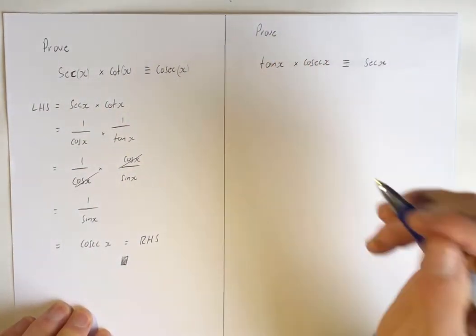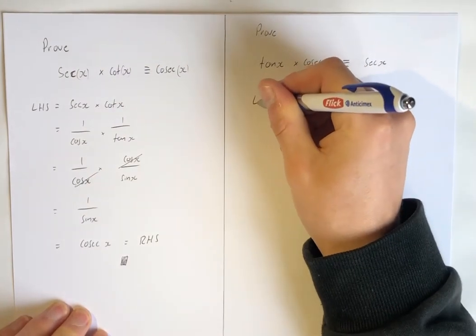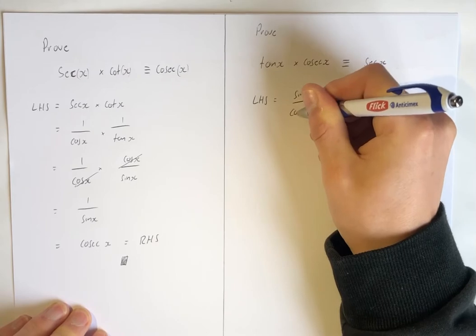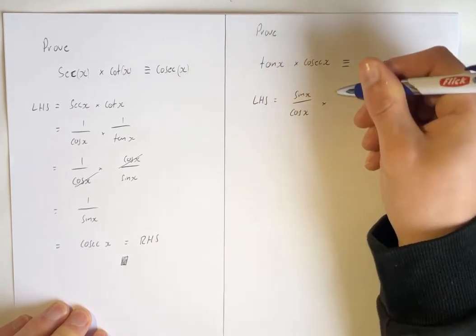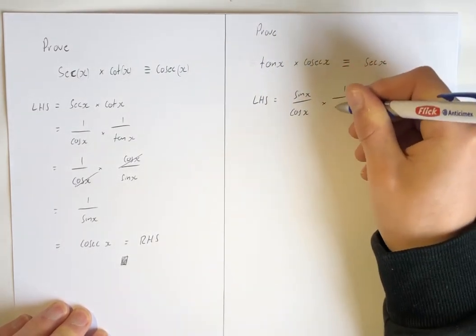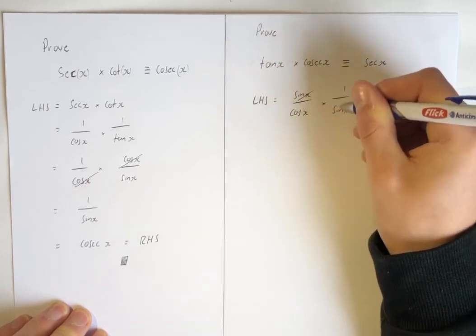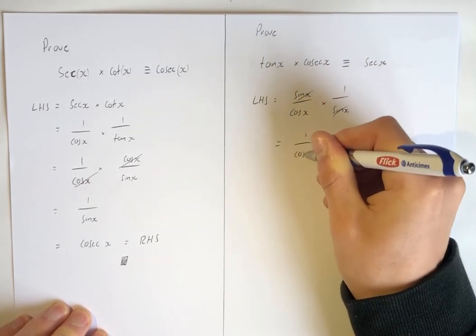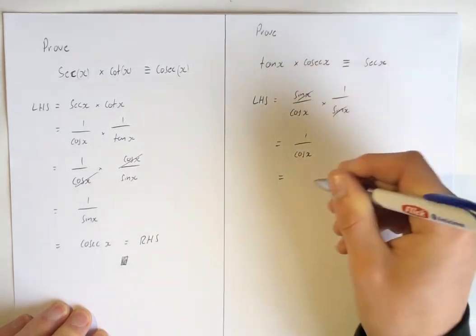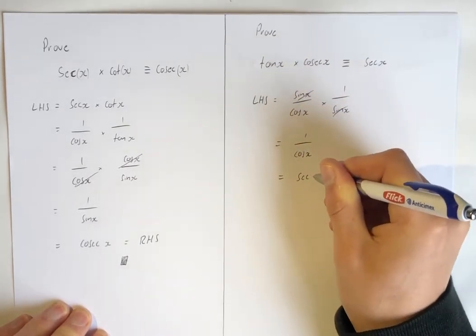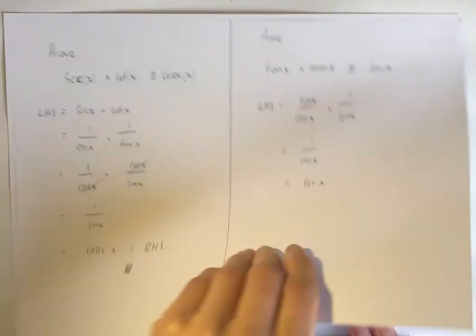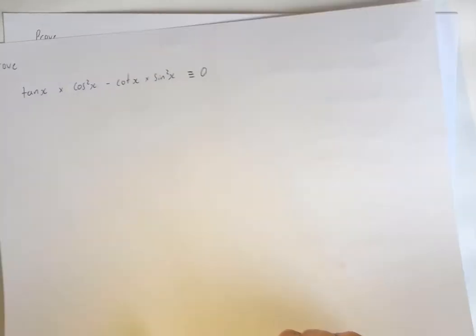Okay, tan. Whenever I see tan, I like to just get that written out as sine x over cosine x. I'm timesing it by 1 over sine x. The sines cancel. We have 1 over cosine x, and so that's going to be secant x. Done. That's 2. So here's the third one.